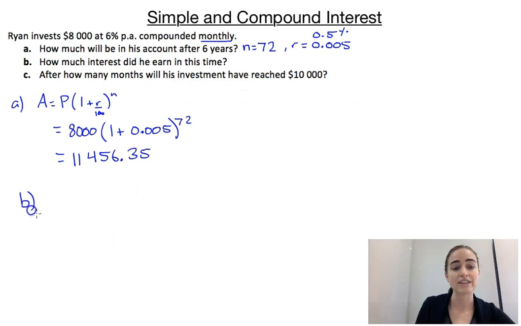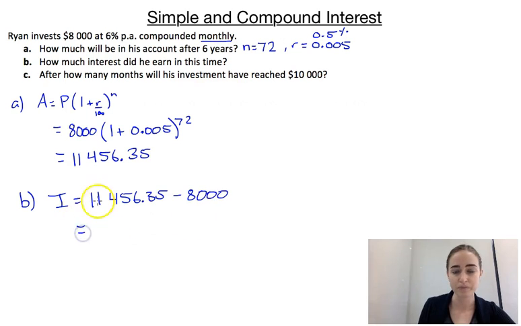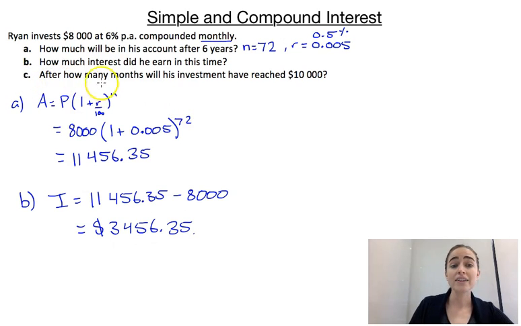So that leads us into question B, which says how much interest did they earn over that time? So the interest is going to be this new amount minus the original amount. So $11,456.35 minus our $8,000 principal will give us $3,456.35.